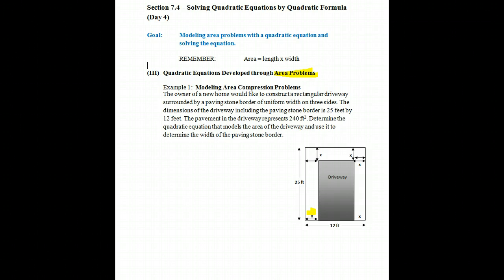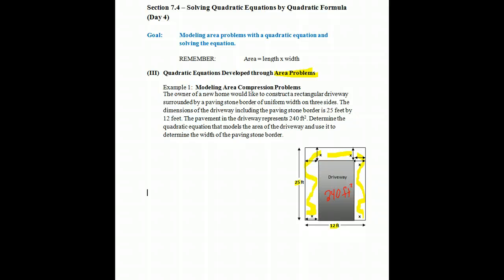So all this here, this side, across here, and down there will be paving stones surrounding the driveway. And the driveway has dimensions of 25 feet by 12 feet. The pavement in the driveway represents an area of 240 square feet. So in here, this 240 feet squared.